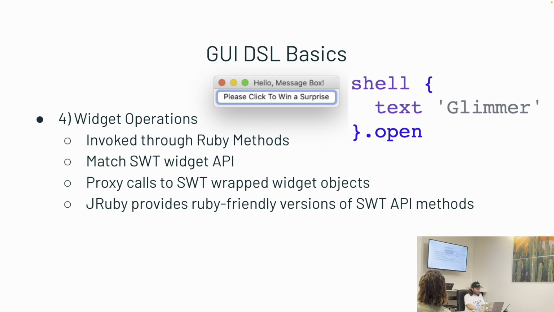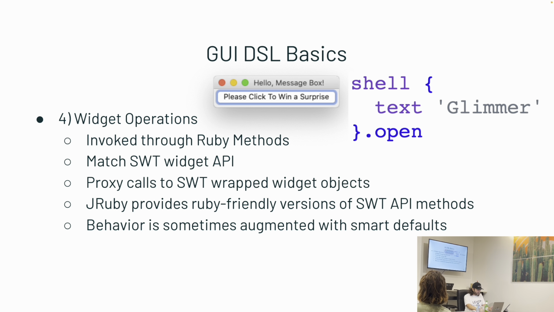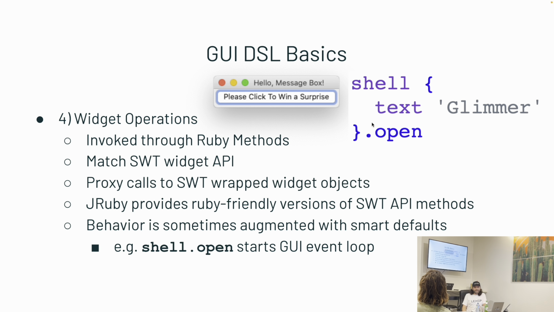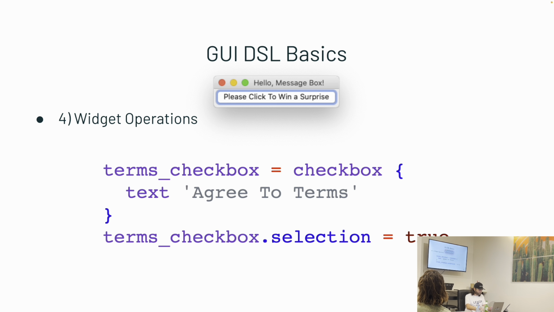JRuby will give you Ruby-friendly versions of all the API methods. So I'll show you what that means in a second. But also behavior is sometimes augmented with smart defaults. So what does that mean? Meaning when you open a shell, usually in any GUI library out there, they tell you not only should you open a window, but you also have to start something called the GUI event loop. At least in SWT that's required. Maybe GTK requires it too, but anyways, you have to start something called the GUI event loop. Here we don't have to do it. It happens automatically for us, so there are smart defaults.